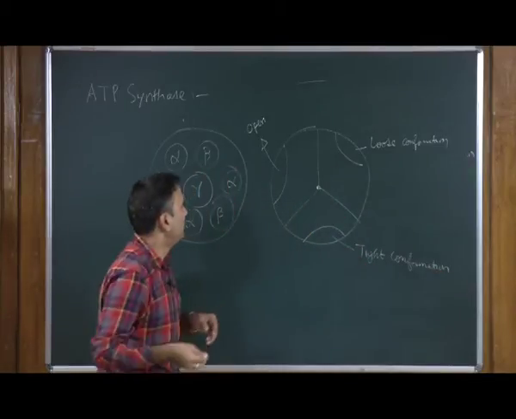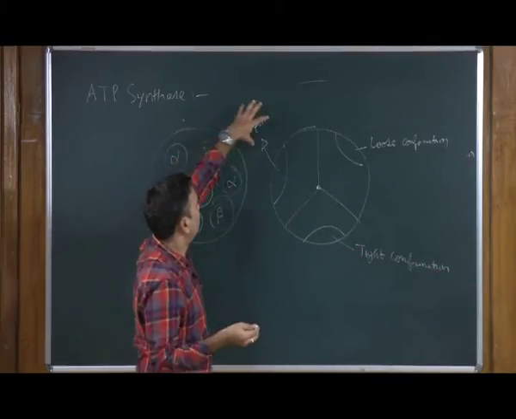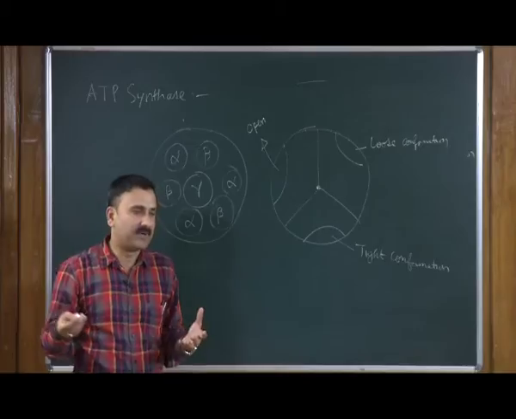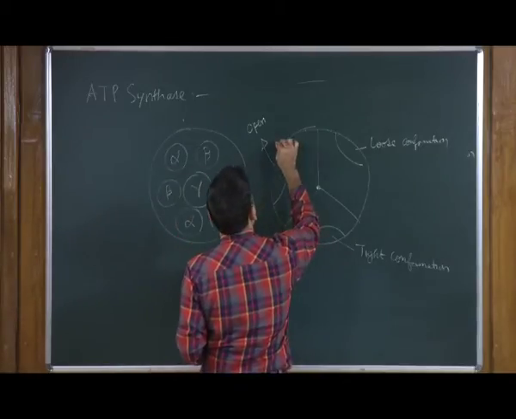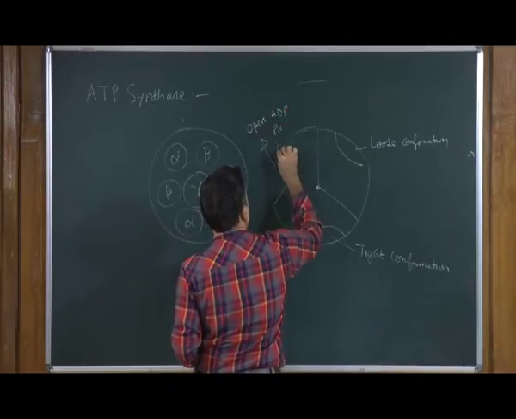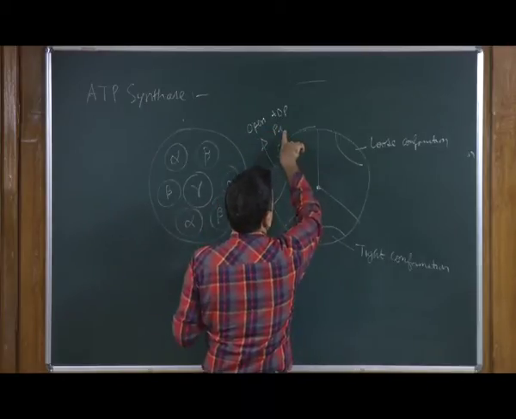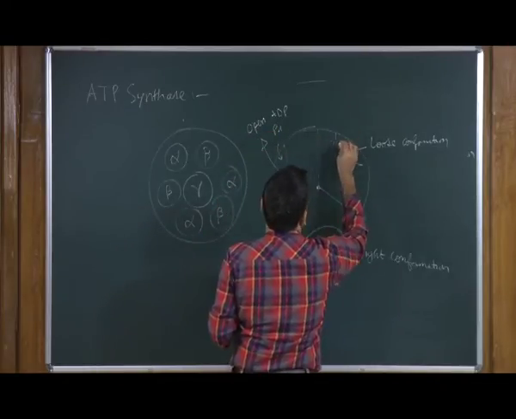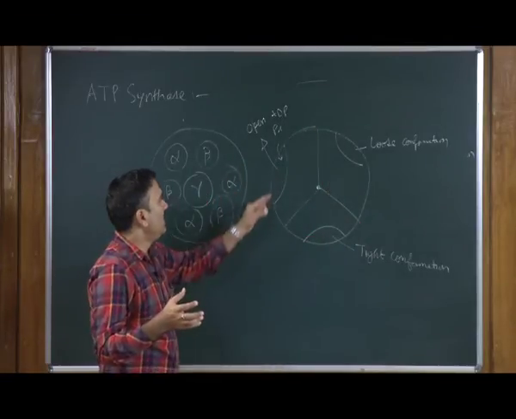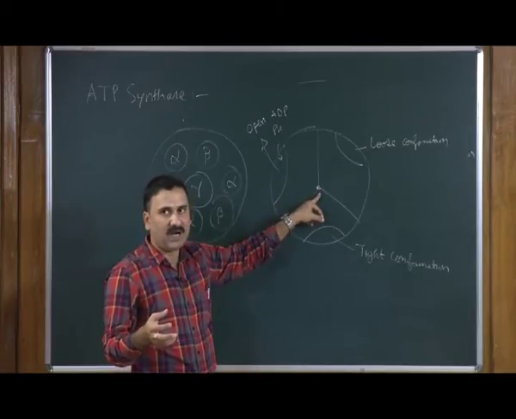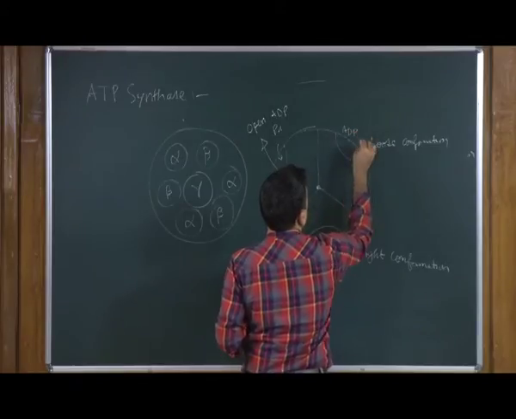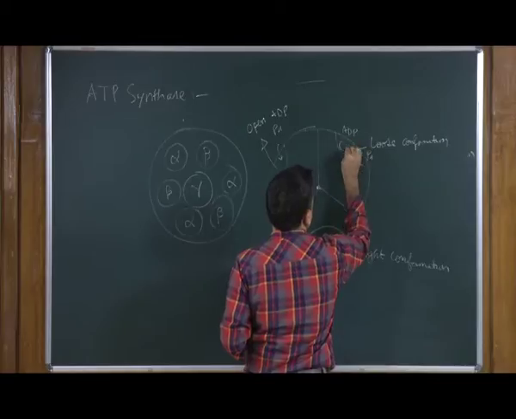So, what happens is that the open conformation, or the open site, is the active site which can receive the substrates. So, this open site initially gets the ADP and Pi. They come and bind to this site, and then there is a conformational change in the beta subunit because of the movement of the gamma chain, and as a result the ADP and Pi go and bind to the loose binding site.